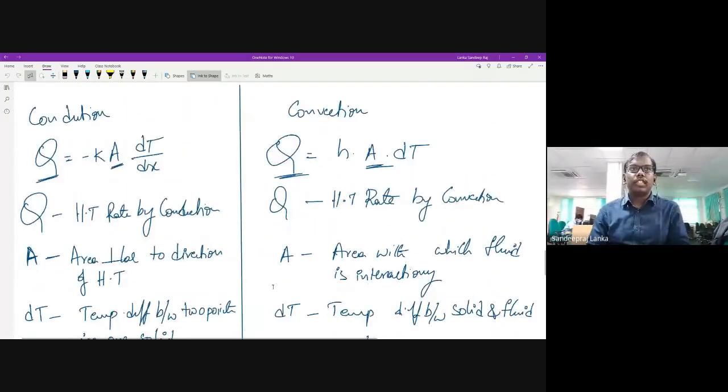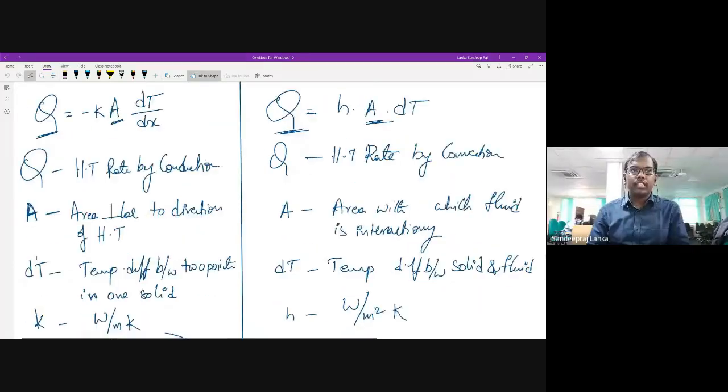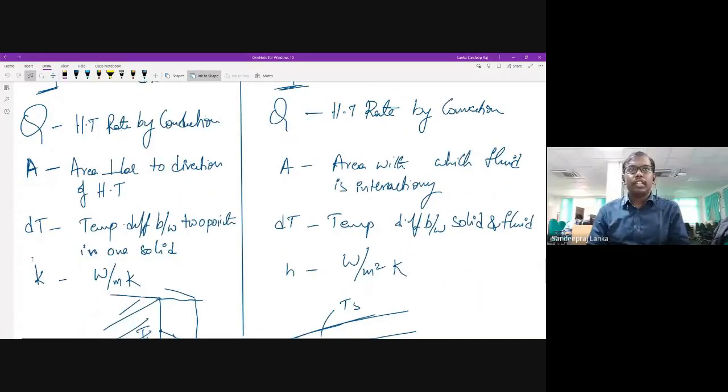Also we have seen a difference between conduction and convection. The major thing is area here. Even delta T is also an important thing. Everything is important. So area here in conduction is perpendicular to the direction of heat transfer. Here in convection it is the area with which the fluid is interacting.